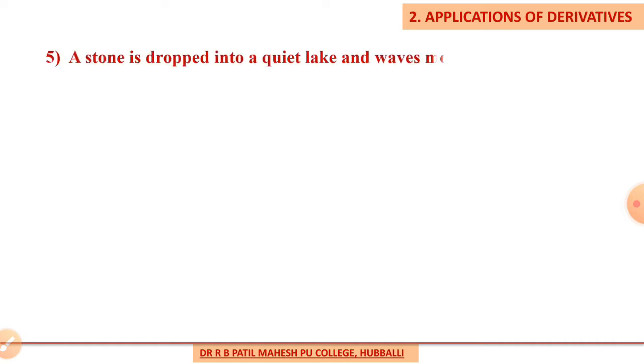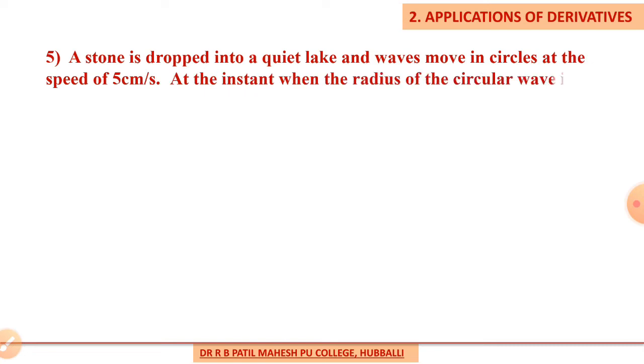In this example number 5, a stone is dropped into a quiet lake and waves move in circles at the speed of 5 centimeter per second. At the instant when the radius of the circular wave is 8 centimeter, how fast is the enclosed area increasing?